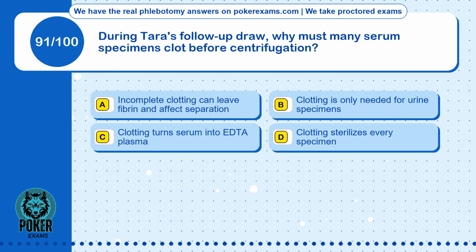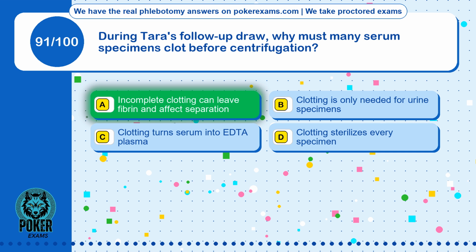Question 91. During Tara's follow-up draw, why must many serum specimens clot before centrifugation? Option A, incomplete clotting can leave fibrin and affect separation. Option B, clotting is only needed for urine specimens. Option C, clotting turns serum into EDTA plasma. Option D, clotting sterilizes every specimen.